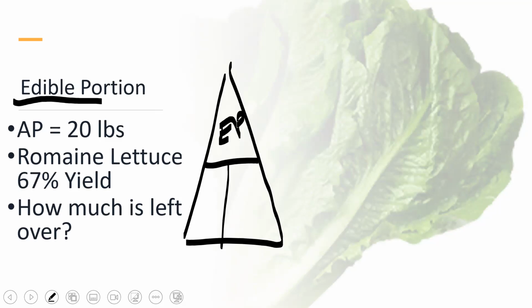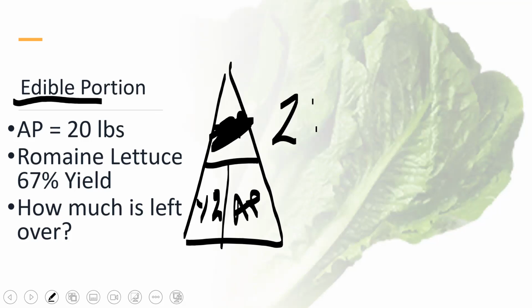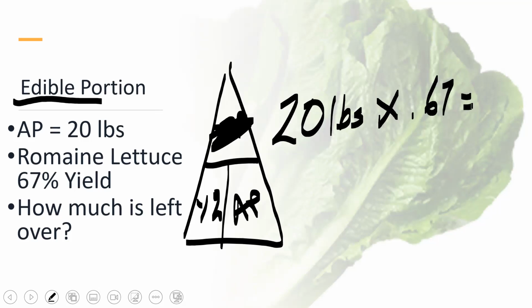Again, we draw our triangle, edible portion on the top, as purchased on the bottom, and yield percentage. Now, if I'm looking for edible portion, I cross that out, and I have left over 20 pounds times 0.67. That is the 67% as a decimal. Once I do that, I know that I will have 13.4 pounds remaining. So I can anticipate having 13.4 pounds of lettuce to be able to actually serve.